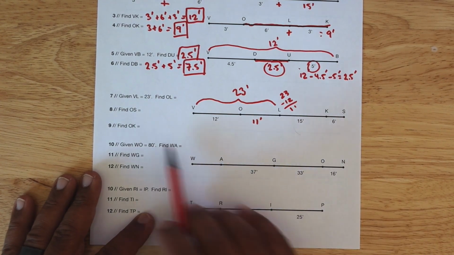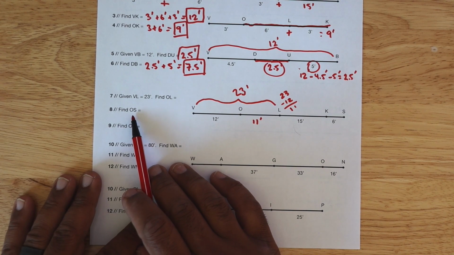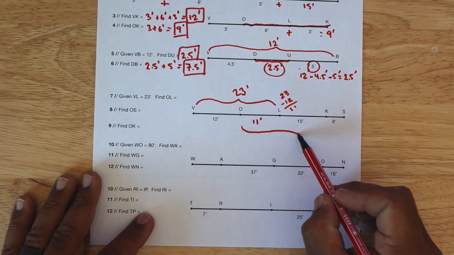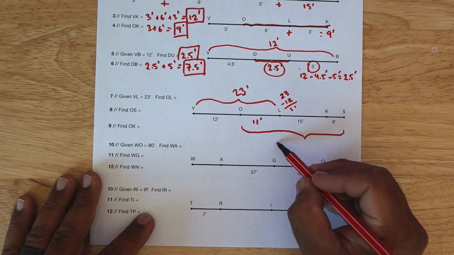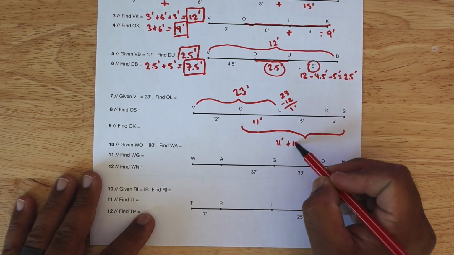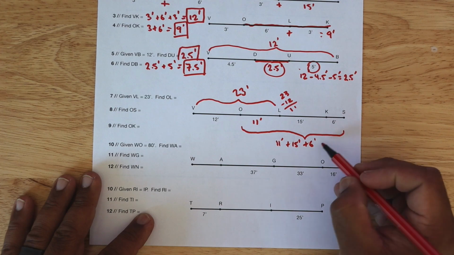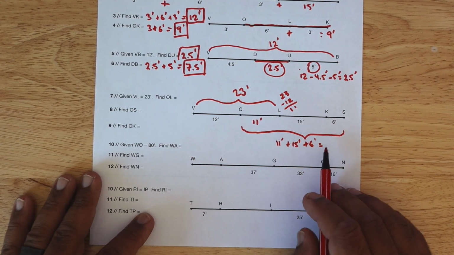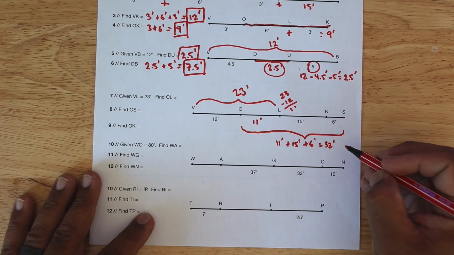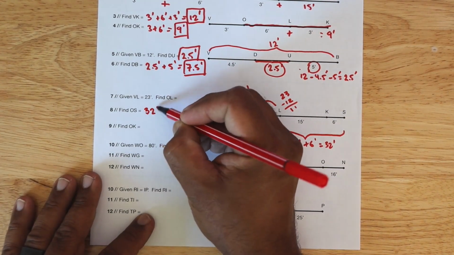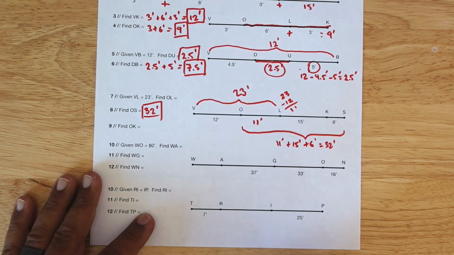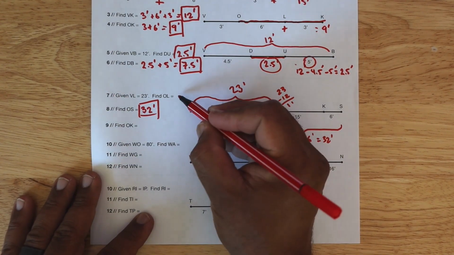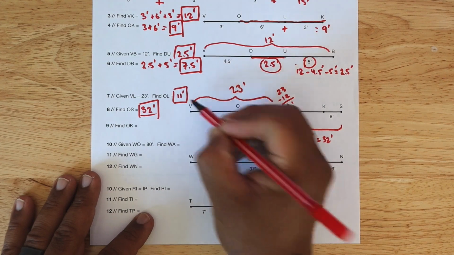So let's see what I'm going to be asked for. OS. So OS is this part plus this part plus that part. So 11 plus 15 plus 6. That gives me 26, 32. So 32 feet. And I didn't write the OL, so I better do that. 11 feet.